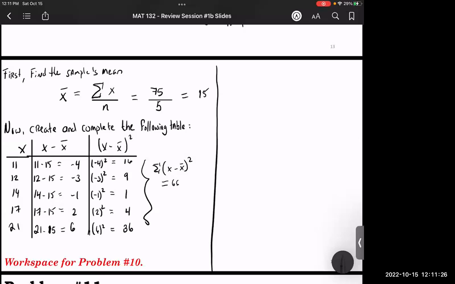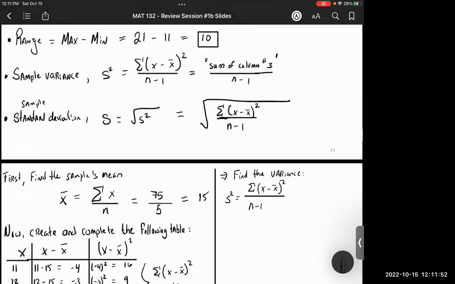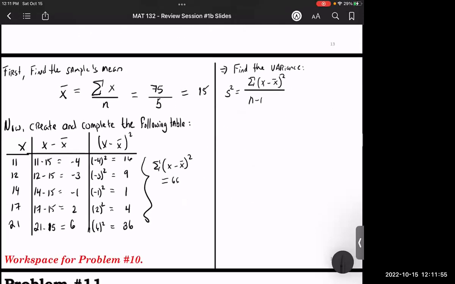Okay. So this allows us to find the variance because we have all the information. To find the variance, again, we say s squared is equal to the sum of the data values minus the mean squared over n minus 1. I know that the top number now corresponds to the sum of column 3, if you look back at what I wrote earlier. So we will get 66 on the top.